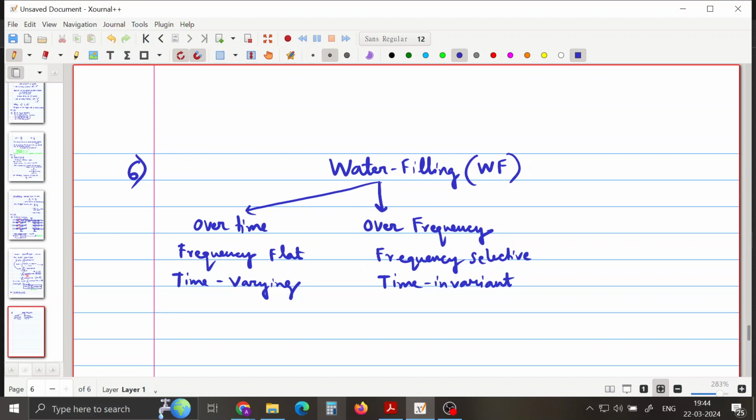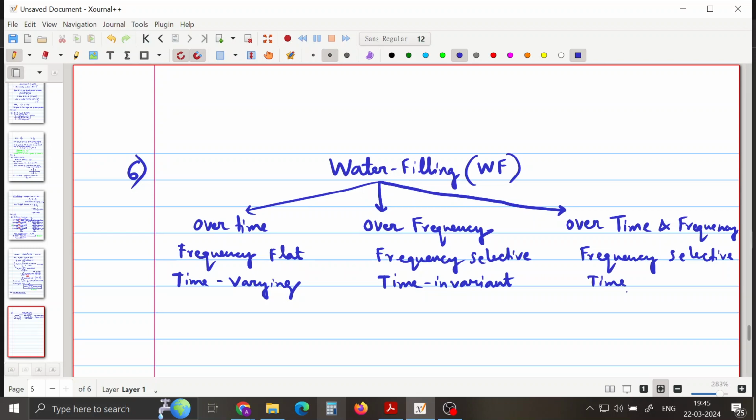So over time is one, over frequency is one, and the third case captures both, which is over time and frequency. Maybe I'll draw a diagram, though you have already seen it in the lectures. This is a frequency selective as well as time varying case: my wireless broadband channel is both, therefore I need to perform water filling over time and frequency.